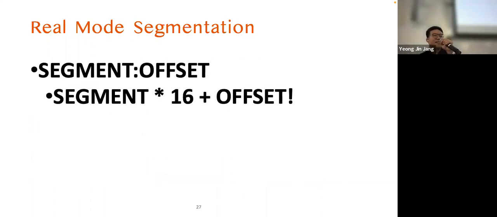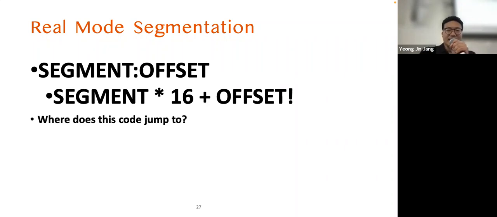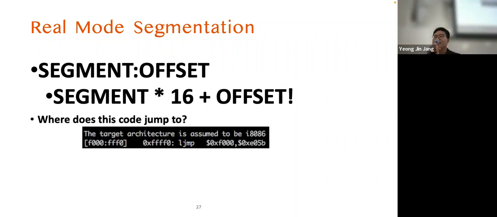So please memorize that the real mode segmentation is segment multiplied by 16 plus offset. The reason why I keep repeating this is that this will be shown on page 1. So please be familiarized with this kind of notation. Now you can completely understand this kind of address.